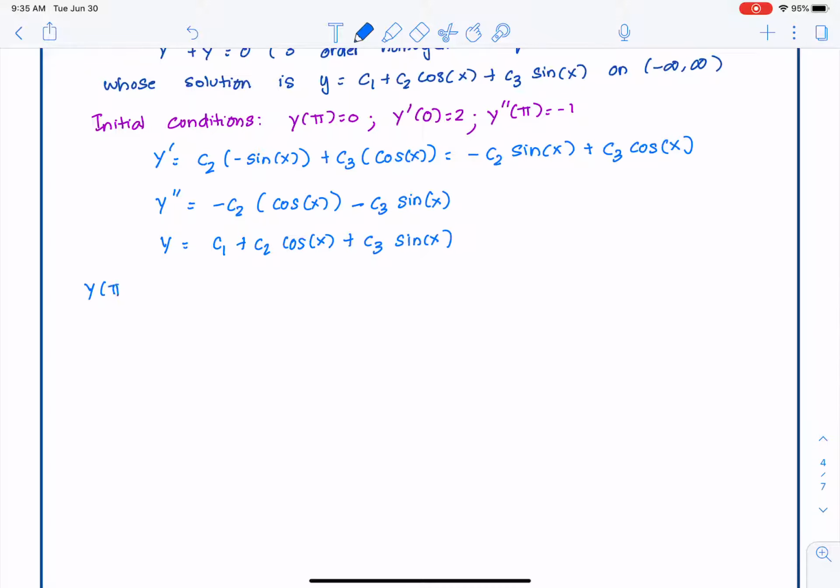So let's plug in pi for x. So y of pi is 0, which would imply c1 plus c2 cosine of pi plus c3 sine of pi. We know that sine of pi is 0 and cosine of pi is negative 1. This would imply 0 is equal to c1 plus c2 times negative 1 plus 0, which would mean 0 is equal to c1 minus c2.